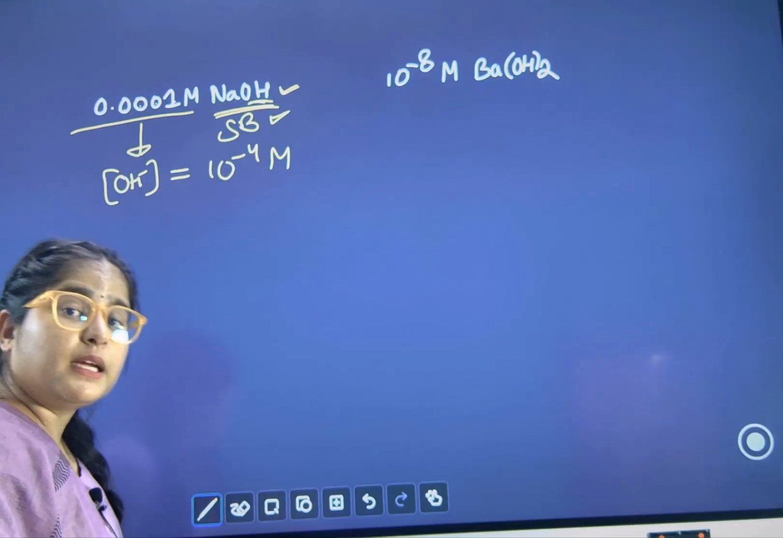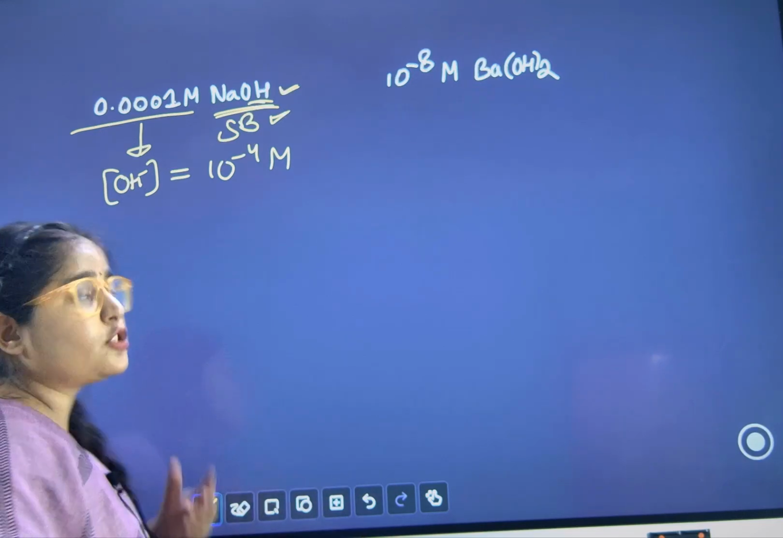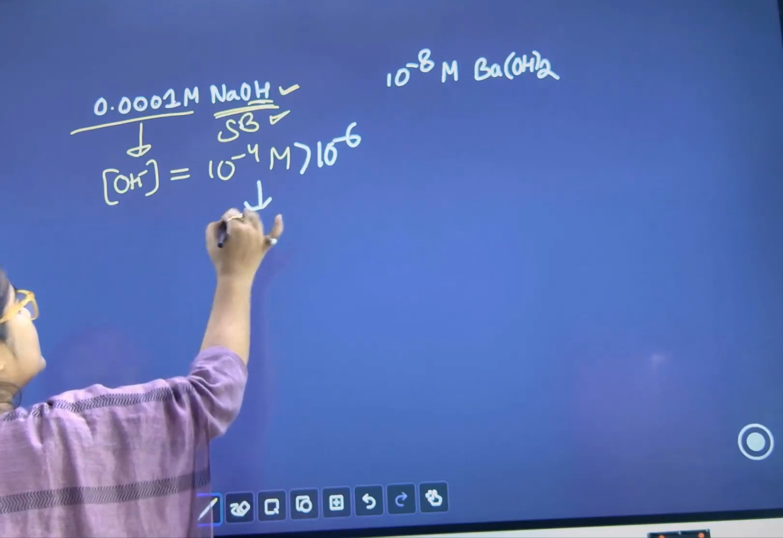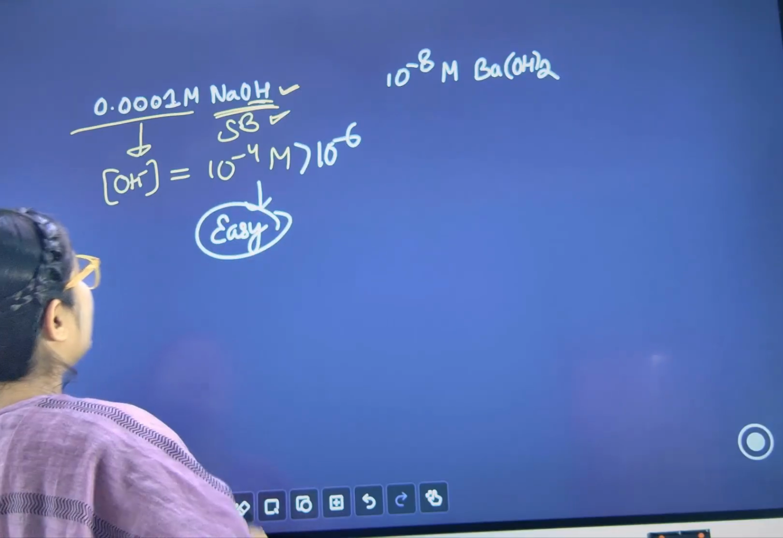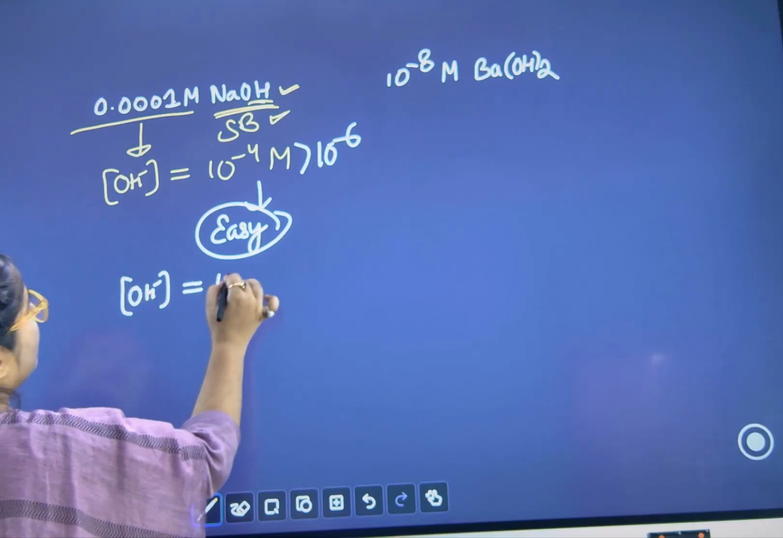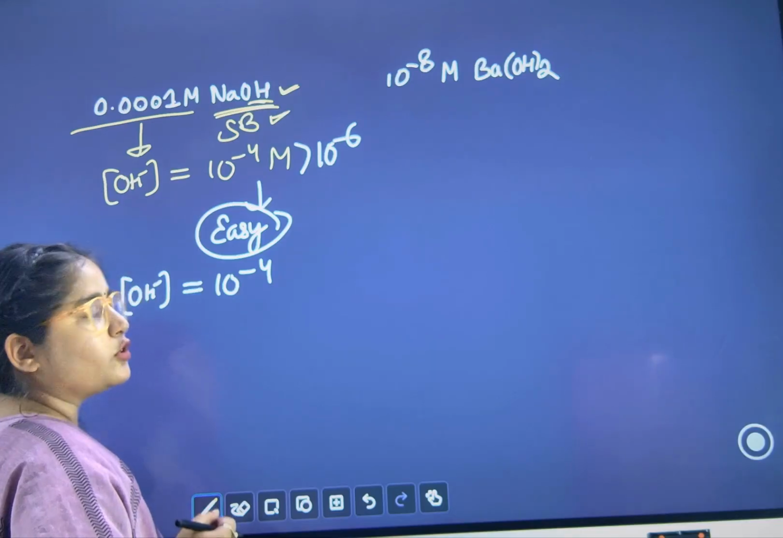Now tell me, minus 4. Next step we will check: minus 4 is more than 10 to the power minus 6 or less than? So minus 4 is more than 10 to the power minus 6, which means it's our easy reaction. Easy question. Okay, so here I can directly say my OH ion is 10 to the power minus 4. No need to add water, because it is more than 10 to the power minus 6.